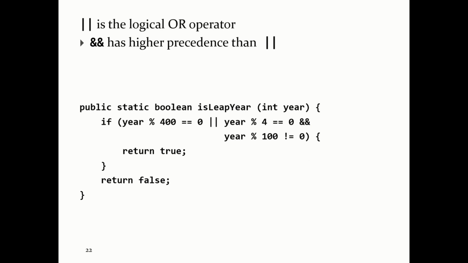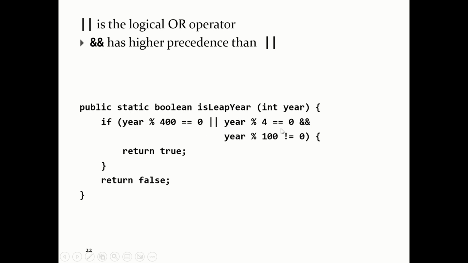So apparently a year is a leap year if the year is evenly divisible by 400, or if the year is evenly divisible by 4 but not evenly divisible by 100, which is the technical definition of a leap year. So if that condition is true, I'm going to return true. If that condition is false, I'm going to return false.